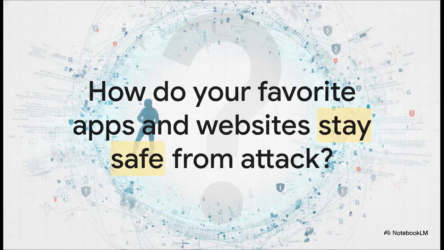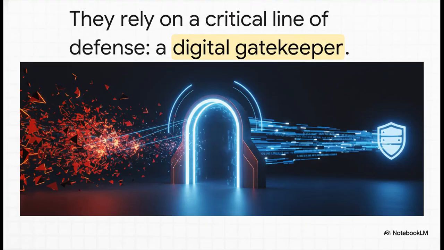I mean, have you ever really stopped to think about it? Every single time you log into your bank, or scroll through a social media app, or buy something online, you're interacting with a system that is under constant threat from attackers. So how do these services keep themselves, and more importantly, your data, safe? Well, the way they do it is by posting a guard at the front door, a really smart, super fast digital gatekeeper that inspects absolutely everyone and everything trying to get inside. And that gatekeeper, it has a name.